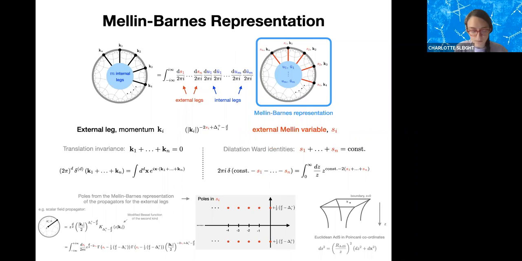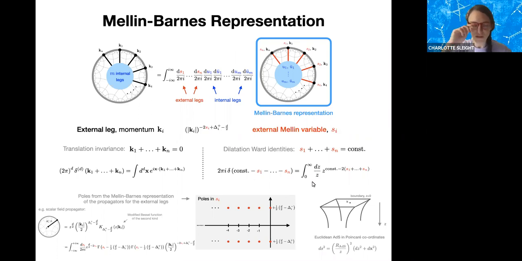So an interesting observation is that, analogous to how translation invariance on the boundary implies conservation of the boundary momenta, in a similar way, the dilatation Ward identities imply a similar constraint on the corresponding external Mellin variables. So they have to sum up to some constant, and I will give some examples of this constant in a moment. And analogous to how the momentum-conserving delta function arises from an integral over position x on the boundary, where x in Poincaré coordinates parameterizes the boundary directions, the Dirac delta function enforcing this constraint on the external Mellin variables can be written in an analogous fashion as an integral now over the bulk radial coordinate. And in Poincaré coordinates, we usually call this z.